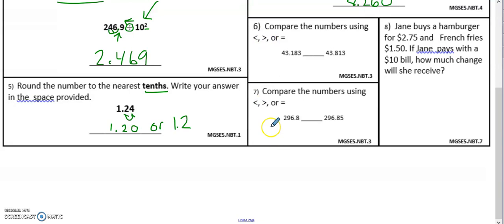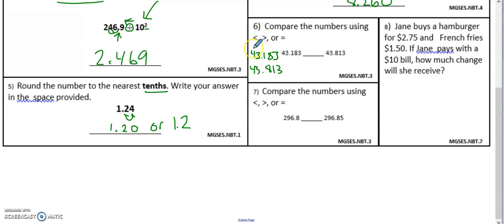Moving on to number 6 and 7. These are comparing. We're comparing our decimals. Remember, when we compare decimals, we line them up. It's the easiest way to do that. So I'm going to take 43 and 183 thousandths. And right underneath it, I'm going to write my other number, 43 and 813 thousandths. Now, they were trying to trick us with this. They got all the same digits, they're just in a different place.